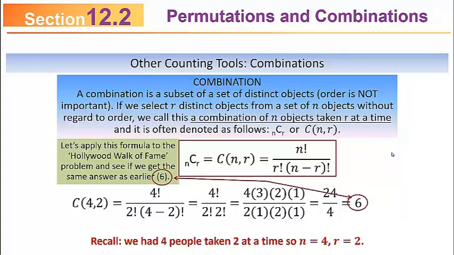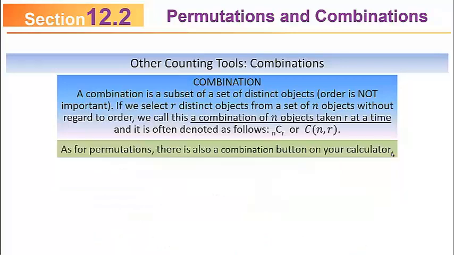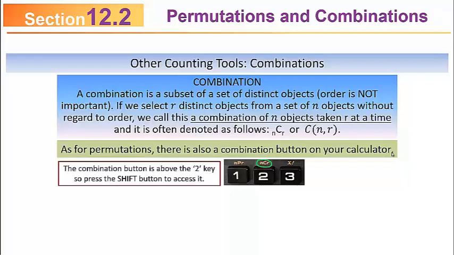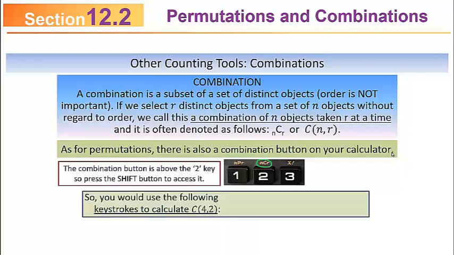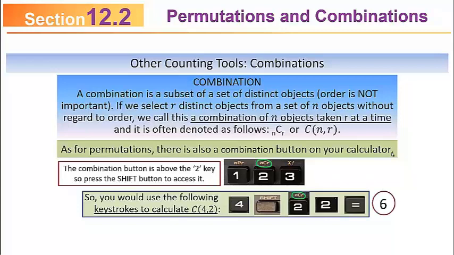So these formulas allow you to get to the count much faster than having to do it by brute force. And again, you won't be surprised to know that there's a button on your calculator for that. It's above the number 2, and you have to press the shift key to access it. So if I were to calculate the combination of 4 things taken 2 at a time, I would press 4, then shift 2, then I would press 2, which is the R, and to calculate it, you hit equal to, and you'll come up with the number 6. Again, it's the same answer we got before.